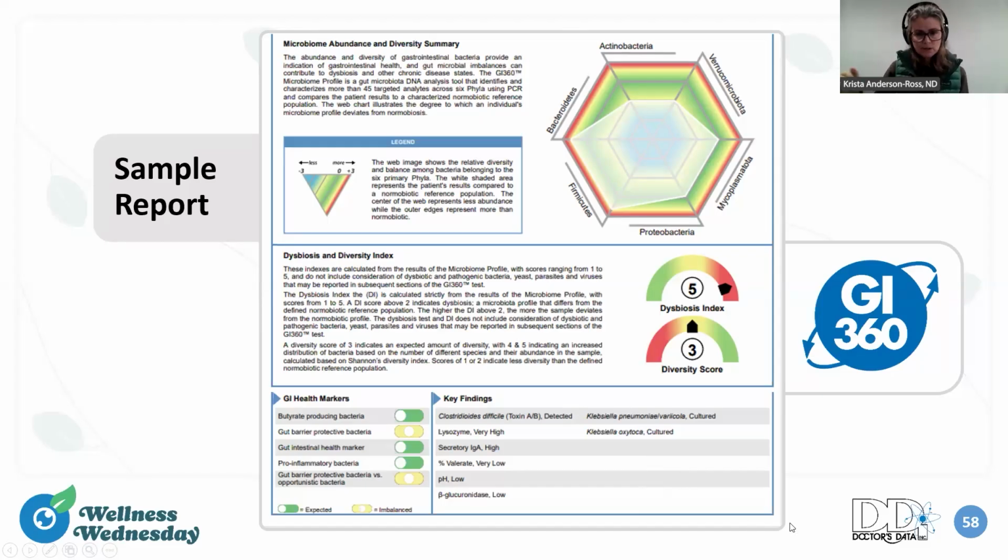The rest of the report breaks all of this down in detail, but this page tells you the story at a glance. Is the microbiome balanced? Is it diverse? Is it inflamed? And what organisms are immediately standing out?